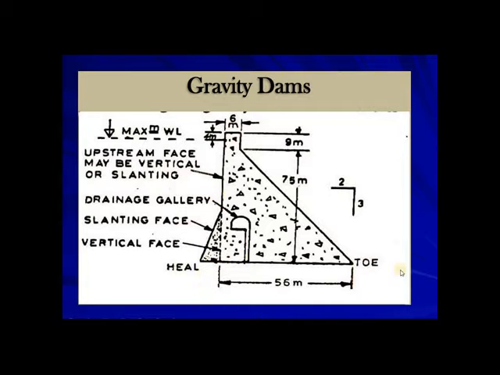So this is called the heel of the dam, this is called the toe of the dam, and here we have 75 meter height. This is 9 meter, this is 4 meter freeboard, 6 meter crest, and this is the maximum water level. This is the upstream face, which may be vertical or slanting. So this is the vertical face and this is the slanting face.